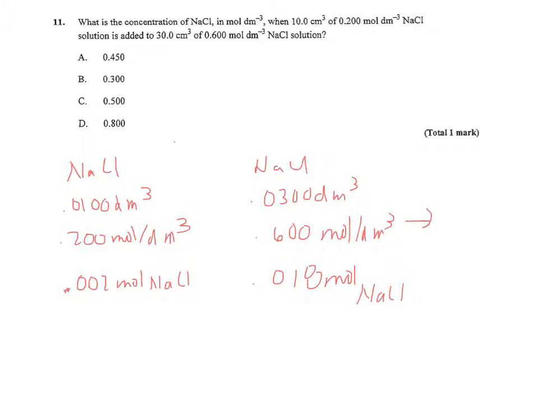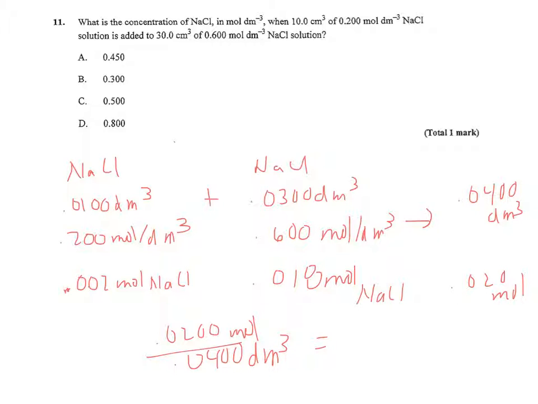So my final solution, my 2 volumes are going to add up. I'm going to have 0.0400 decimeters cubed. My strength is what's changing, so I don't do anything with that, but I add up my moles and I have 0.020 moles in there. So what's my new strength? Well, I take the 0.020 moles divided by the 0.0400 decimeters cubed, and I see that my new strength is 0.5 molar. And again, that seems reasonable. It should be close to the 0.6.